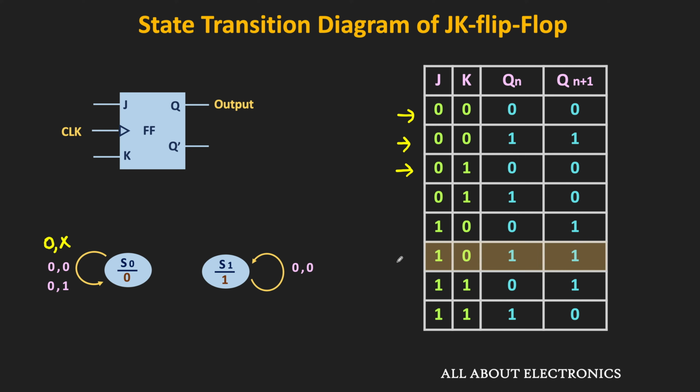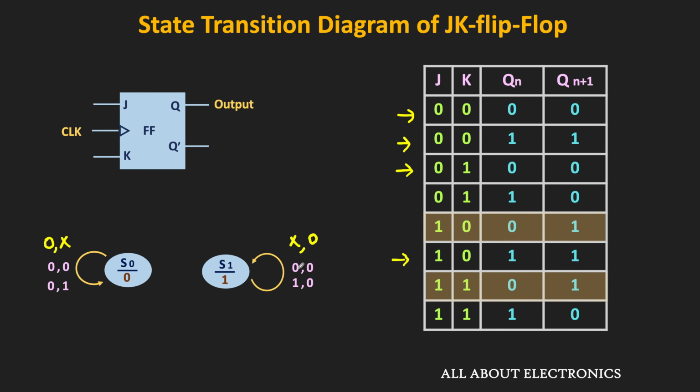Similarly, in the S1 state, if J is 1 and K is 0, then also the flip-flop will remain in the same state. So in general, we can say that when J is equal to X and K is equal to 0, then the flip-flop will remain in the S1 state and its output will remain 1.